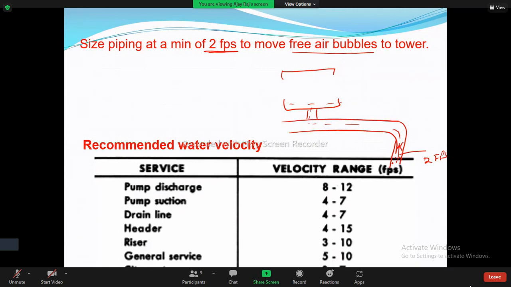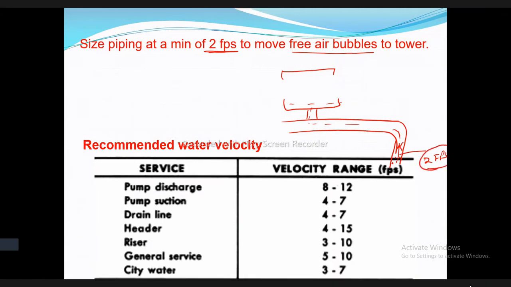So that's how we have come to the conclusion that your minimum velocity should be 2 FPS. It should not be less than 2 FPS, or you should not have any air in the system. So from where does this air come? Air can be in three forms: large bubbles, small bubbles, micro bubbles, and dissolved air. Dissolved air also can separate if your velocity is less than 2 FPS.